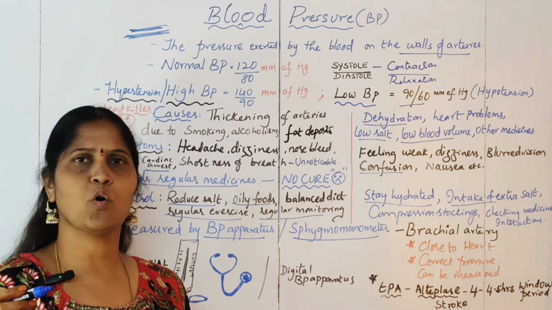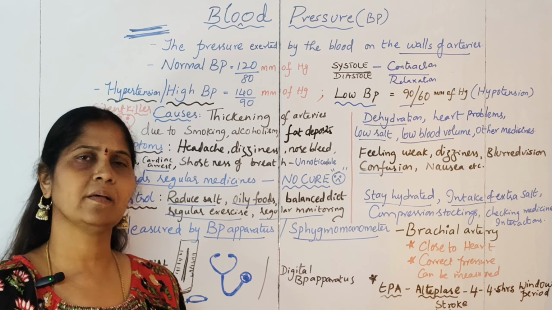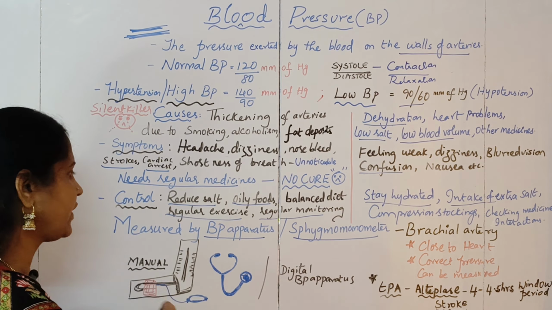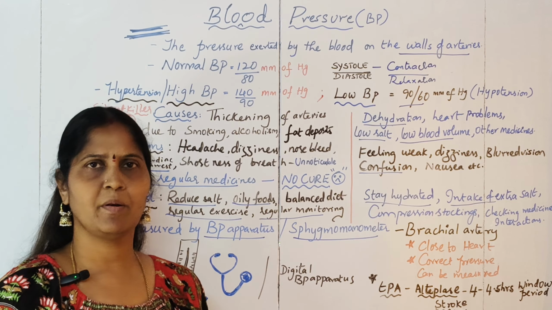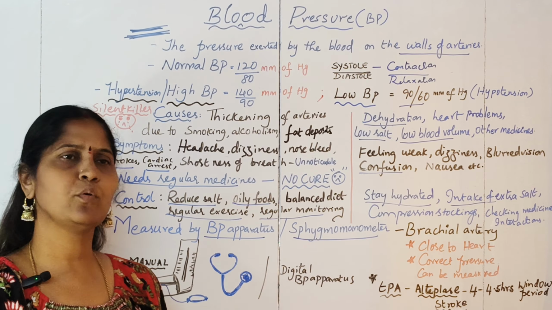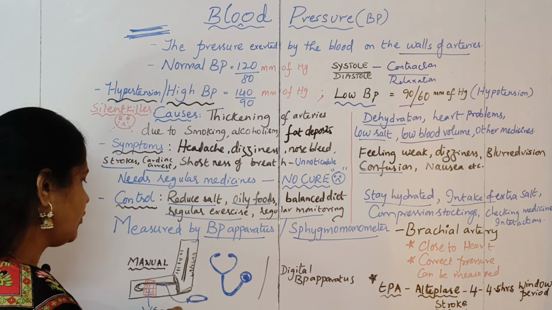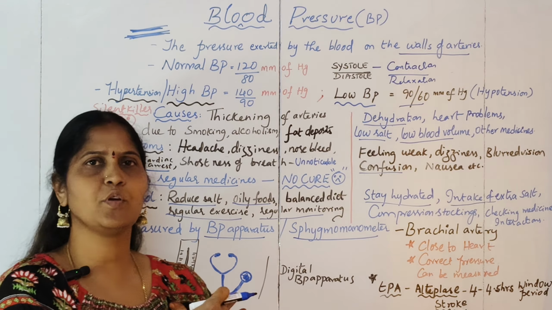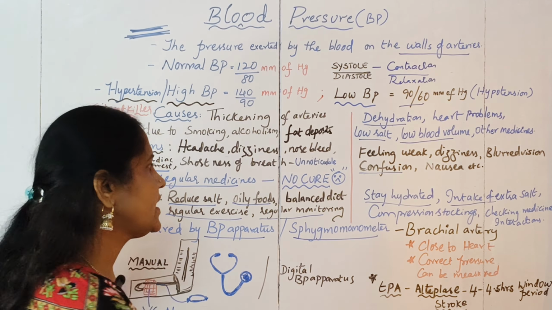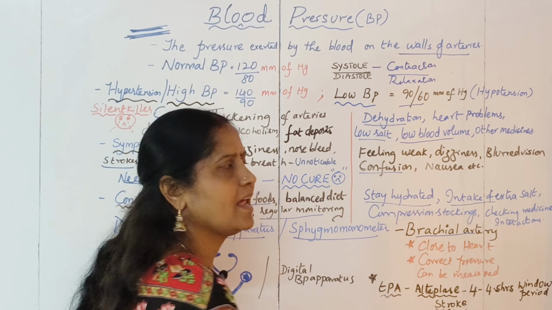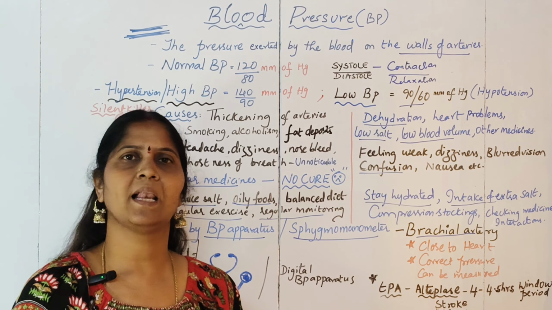So many times all of us might have visited doctors and they might have used this type of equipment in order to check our BP. What they will do, there will be a cuff inside this. So this is the cuff. They will tie the cuff to your left hand. There is an artery here which is called the brachial artery.